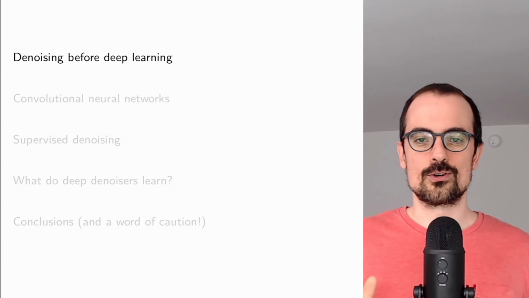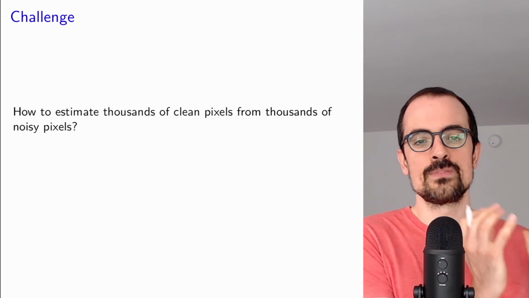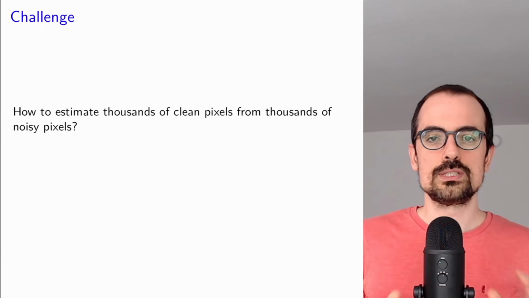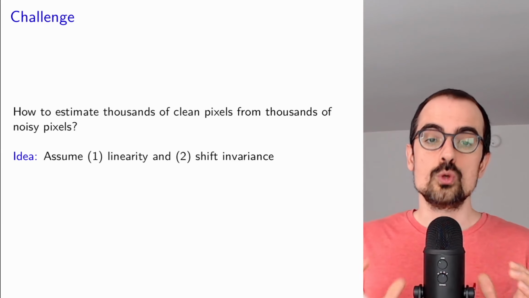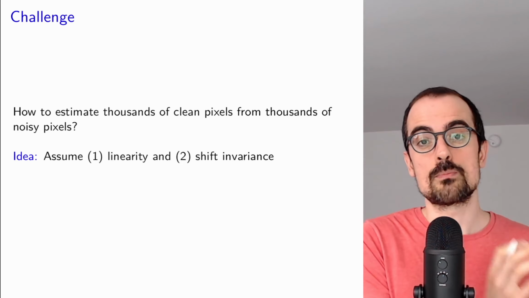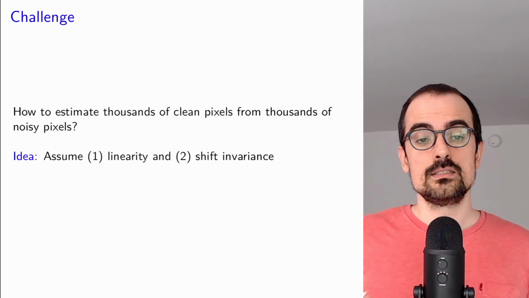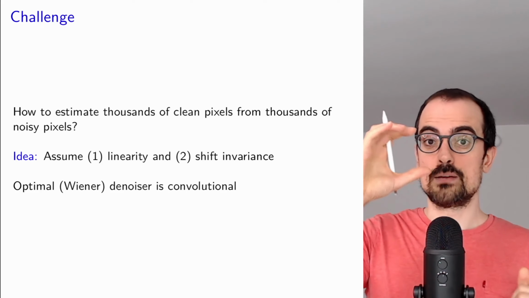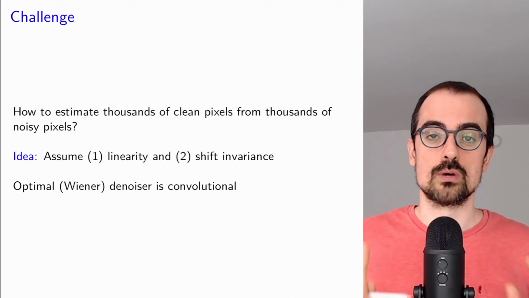Okay, so denoising before deep learning. If you think about the denoising problem, it's actually very challenging because you have to estimate thousands of clean pixels from thousands of noisy pixels. A way to simplify this problem and get a tractable method is to assume that you want to have a linear denoiser and also a shift invariant denoiser, where you're applying the same operation in different parts of the signal or the image. If you do that, then from the point of view of mean squared error, the optimal denoiser is just performing a convolution with a fixed filter. The optimal linear denoiser, it's important to emphasize this.